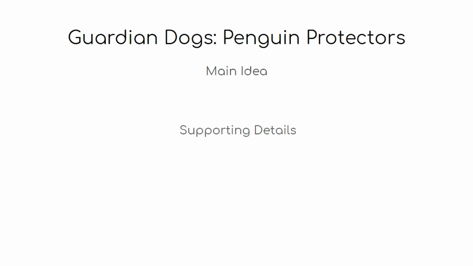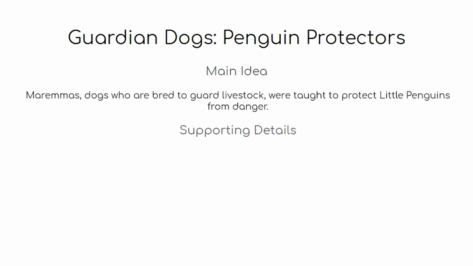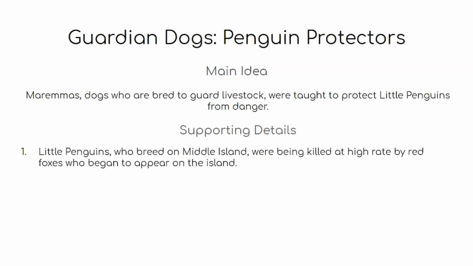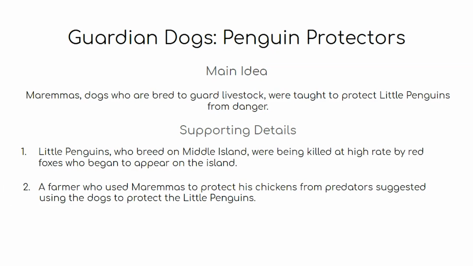The main idea of this story is Maremmas, dogs who are bred to guard livestock, were taught to protect little penguins from danger. The supporting details come from all the pages of text that we read. One supporting detail for this main idea is little penguins who breed on Middle Island were being killed at a high rate by red foxes who began to appear on the island. A second supporting detail is, a farmer who used Maremmas to protect his chickens from predators suggested using the dogs to protect the little penguins.